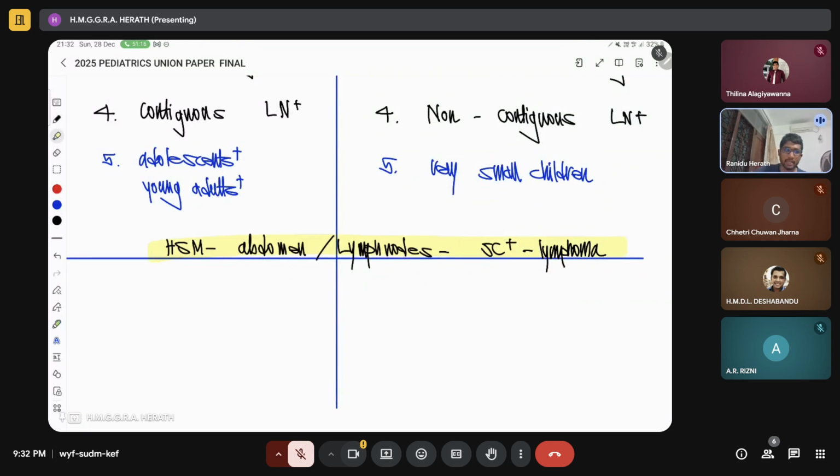If it's an older child, it is likely Hodgkin's. If it is a young child, like 2 to 3, 5 years old, it is usually non-Hodgkin's. Understood?